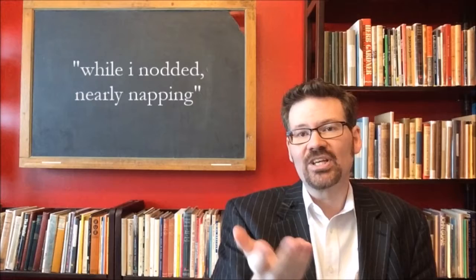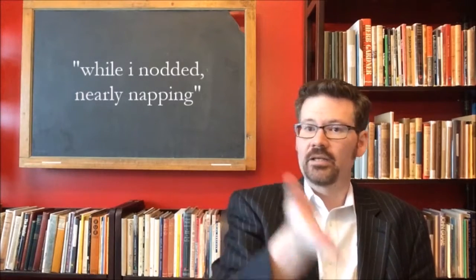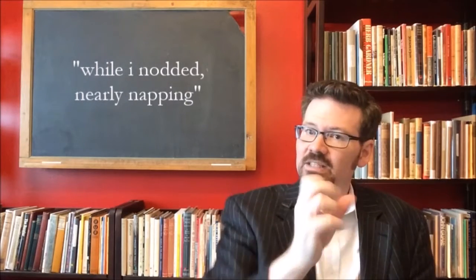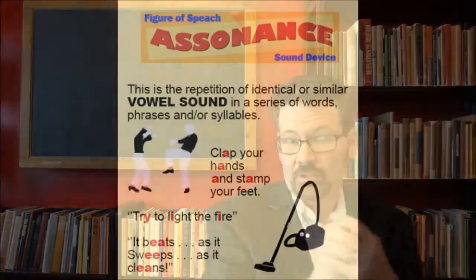It could just be a couple in a line, like in The Raven, "while I nodded, nearly napping." There you go. Nodded, nearly napping. There's three right there. But it gives a nice little effect. So that's alliteration. Term number two, assonance.